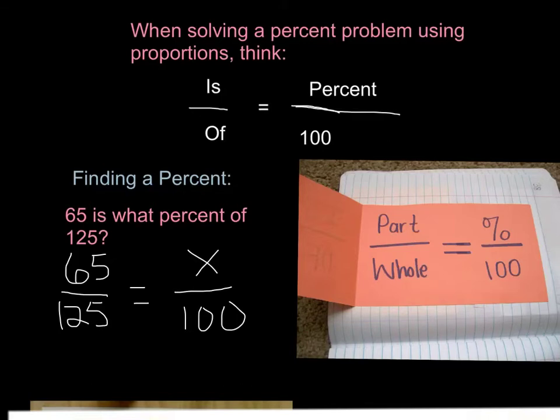Now that I've set up my proportion, I can use what I know about proportions to solve this problem. But before I do that, I know that 65 and 125 are both divisible by 5, so I'm going to go ahead and reduce my ratio to 13/25.